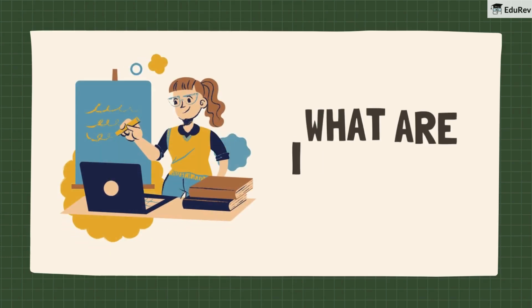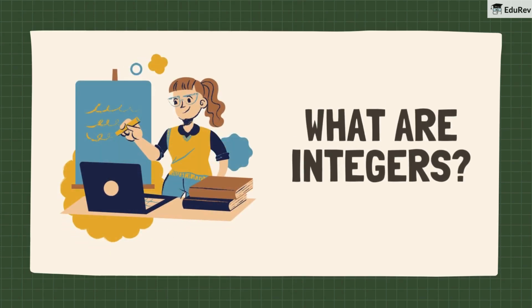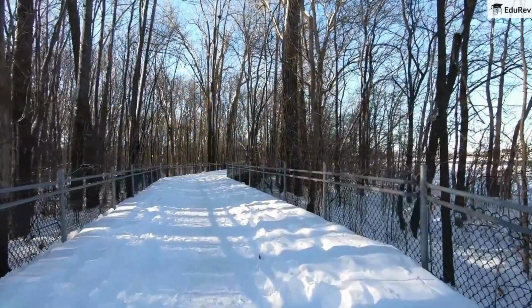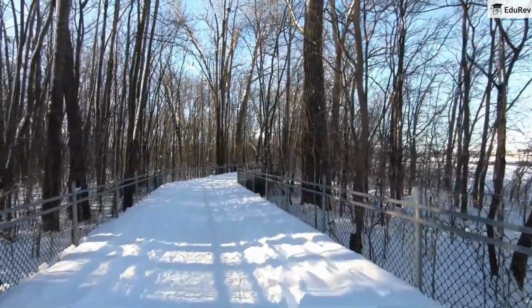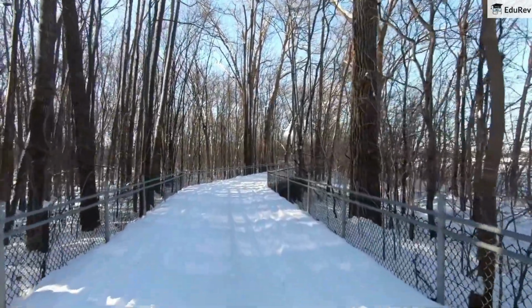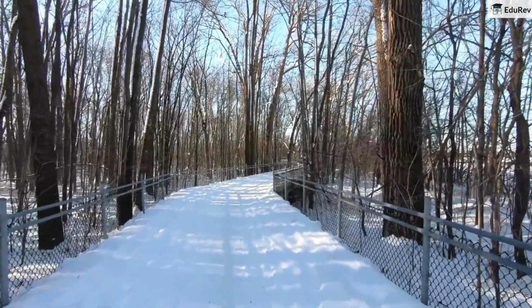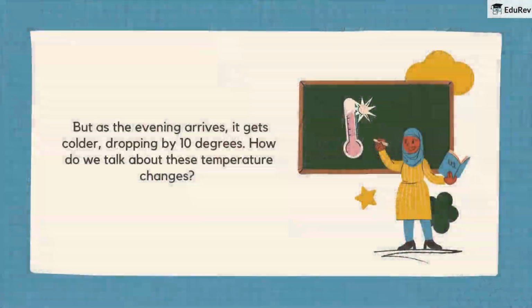Hey there! Today, we're going to explore a cool math concept called integers. Imagine it's a chilly morning, and the temperature is at 0 degrees Celsius. Suddenly, the sun comes out, and the temperature jumps up by 5 degrees. But as the evening arrives, it gets colder, dropping by 10 degrees. How do we talk about these temperature changes? That's right, with integers. Let's dive in and discover how integers help us describe the world around us.